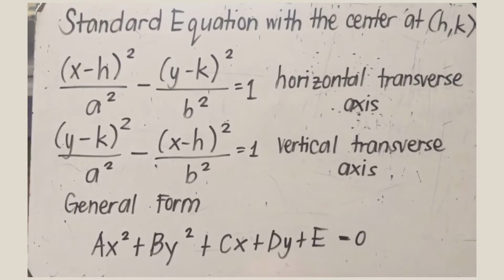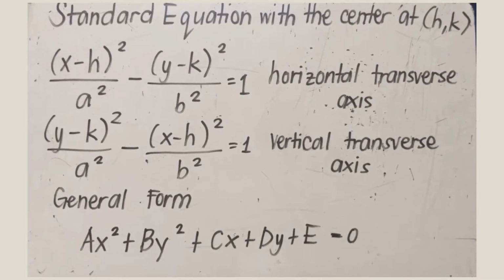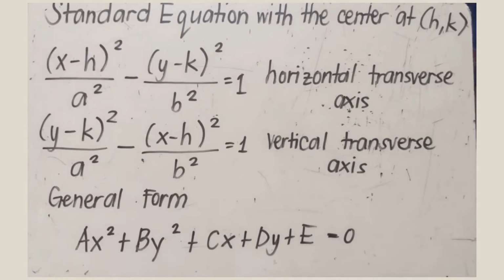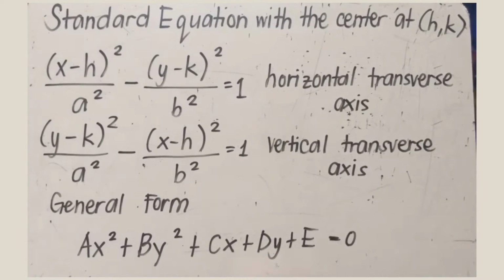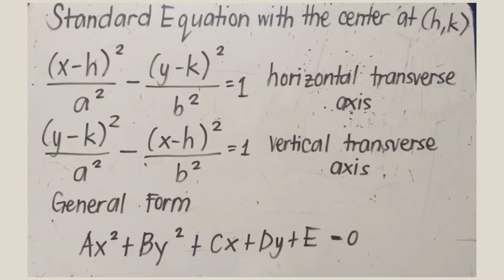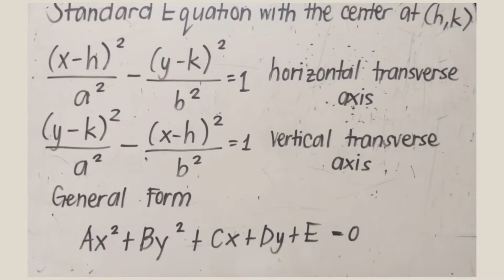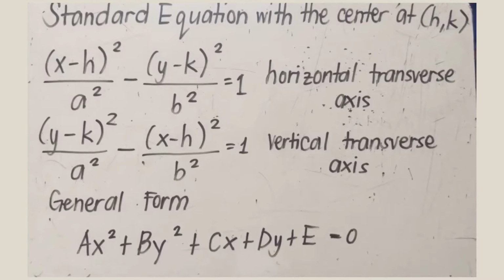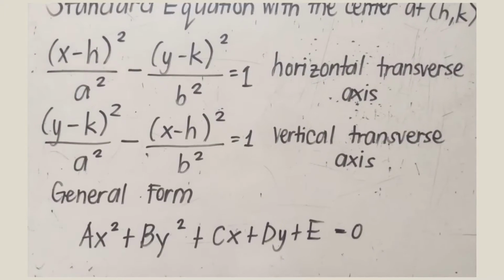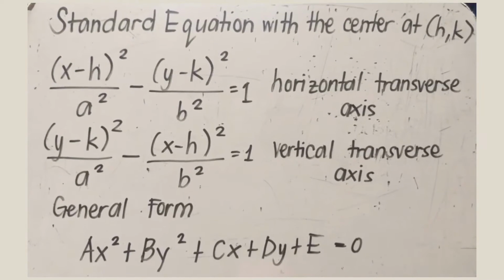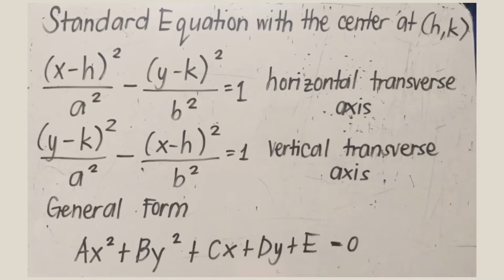The first one, (x minus h) squared over a squared minus (y minus k) squared over b squared equals 1, is when the transverse axis is horizontal. The second one, (y minus k) squared over a squared minus (x minus h) squared over b squared equals 1, is when the transverse axis is vertical. Below, you can see the general form, Ax squared plus By squared plus Cx plus Dy plus E equals 0.